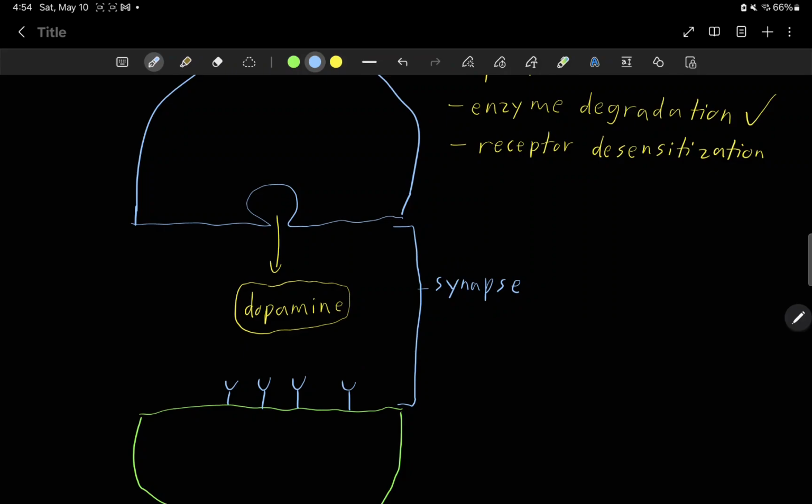Now, like I've said before, I already made a video all about termination mechanisms, and in that video we go really in depth into receptor desensitization, because this is actually a pretty complicated process with a lot of steps, so we won't be able to get through it in detail in this video. If you want to learn more about receptor desensitization, be sure to check out that video, but let's go over it somewhat briefly in this video.